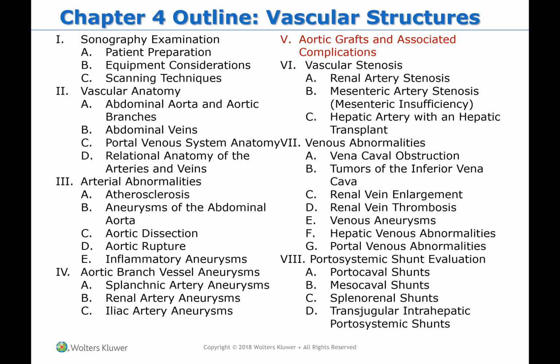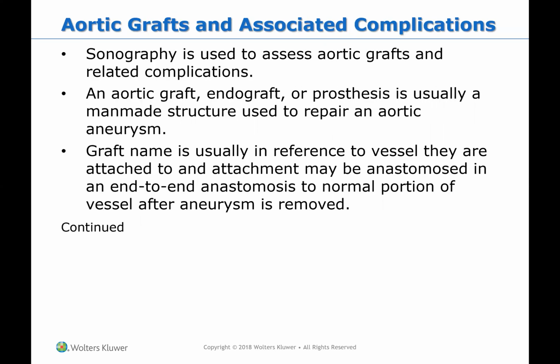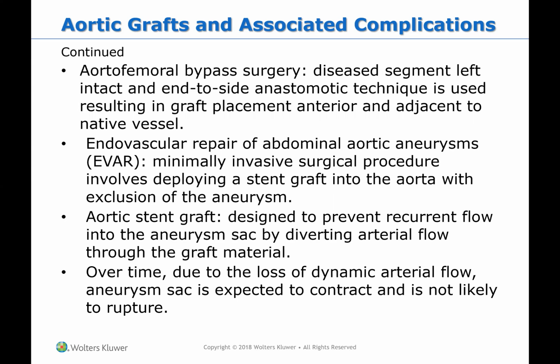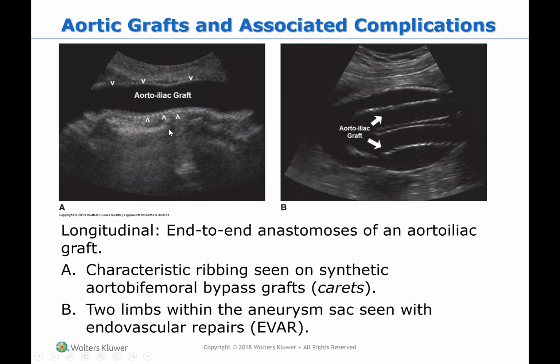Okay, so if you have an abdominal aneurysm, a lot of the time they'll put grafts in. And you can see the grafts on ultrasound, which is really interesting. They're pretty cool to look at. Sonography is used to assess aortic grafts and related complications. An aortic graft, endograft, or prosthesis is usually a man-made structure used to repair an aortic aneurysm. Look how cool they look. This is an aortic to iliac graft, and you can see the ribbed echogenic structures around that. That is the graft there.